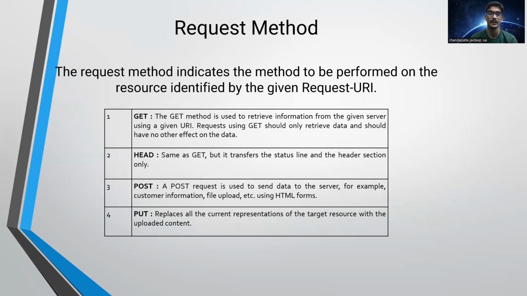Next request method is POST. A POST request is used to send data to the server, for example, customer information or file upload, using HTML forms. Generally, the GET method is used by the client to retrieve information from the server. Compared to GET, POST is the opposite: the POST method is used to send data to the server.